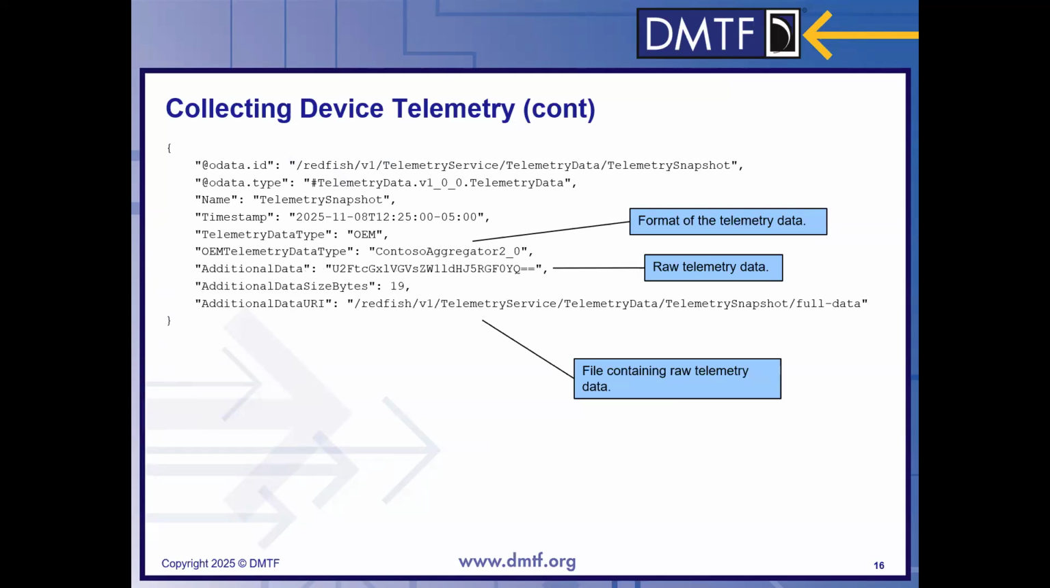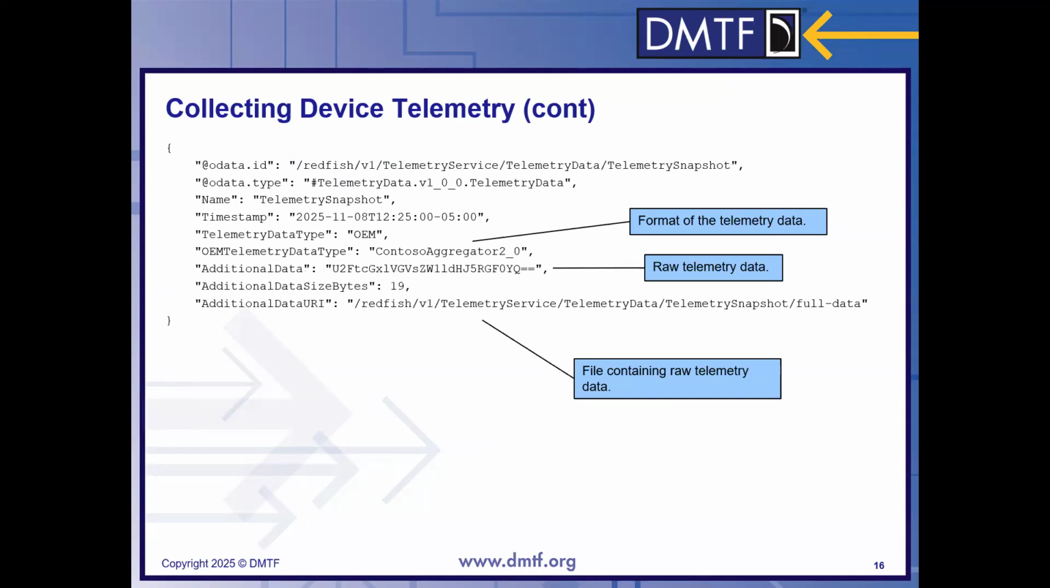When the user does that, there are a couple of pieces of information found inside of the new telemetry data resource. You have the data type, so you can understand the format of the data when you extract it out, and then you have two properties here: additional data and additional data URI. Additional data can give you the full telemetry data that was extracted if it's small enough.